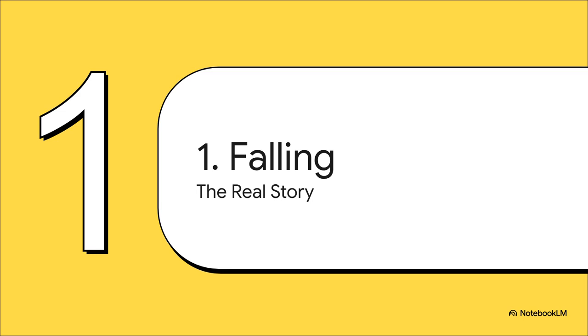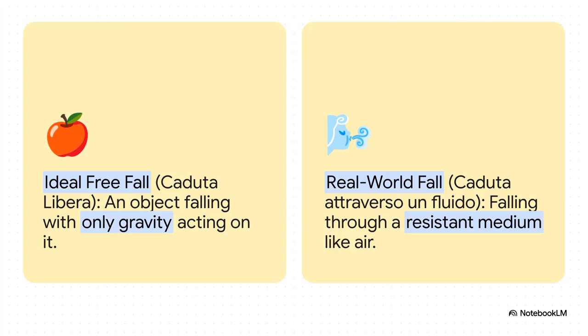It's something we see every single day, but as you're about to find out, there's a little more to it than just what goes up must come down. You know, in a perfect physics textbook world, an object is in what we call free fall. That means only gravity is pulling on it, nothing else. But here, on planet Earth, that's not how it works.